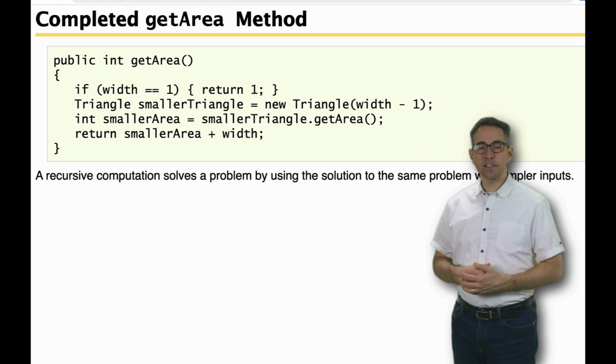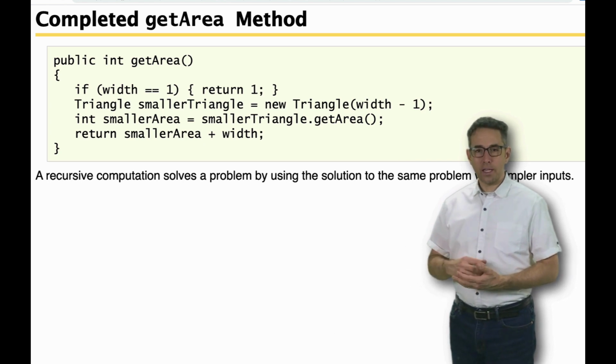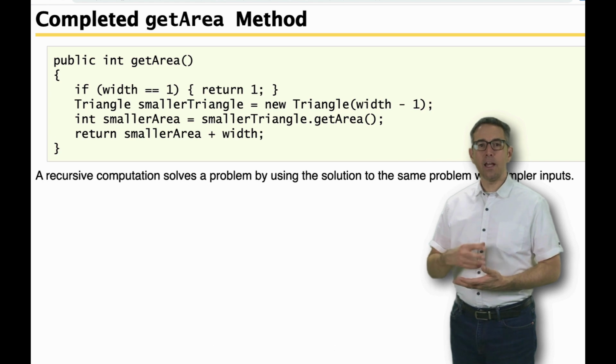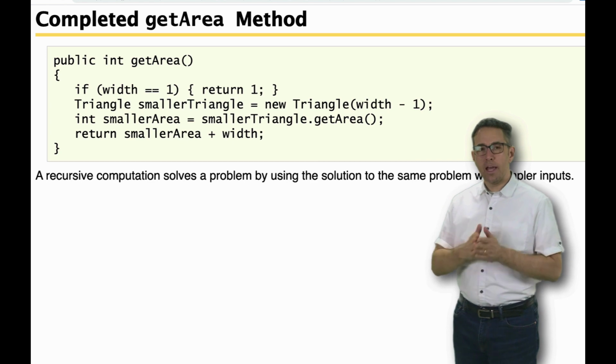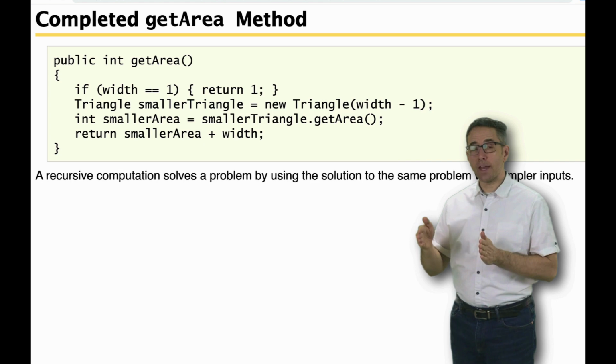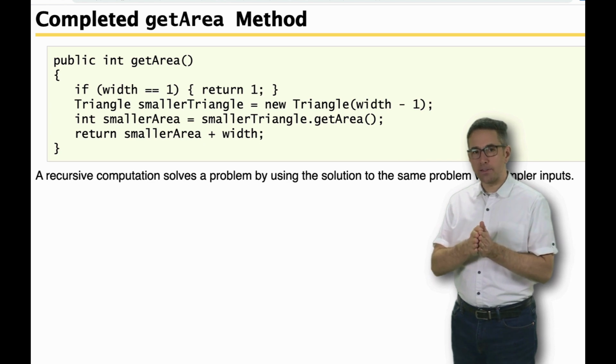Now this causes a recursive chain of calls, where each time a triangle is created, and another triangle is created, and another triangle is created, but each time it's getting smaller by 1, and minus 1, and minus 1. And so the width is dropping with each recursive call until we get to a triangle that has width 1, and that triangle doesn't make any more calls. It just returns 1. And then we can back out of this chain of calls until we get to the very first call, and now we know what the smaller area is, and we can add the current width to it.